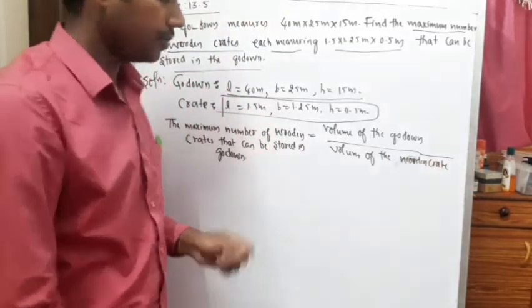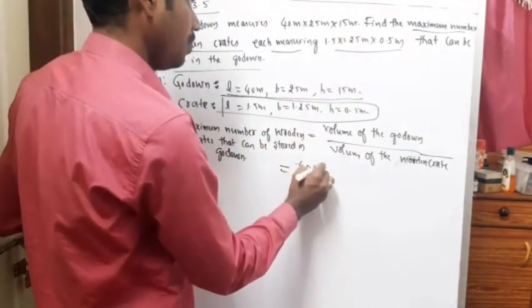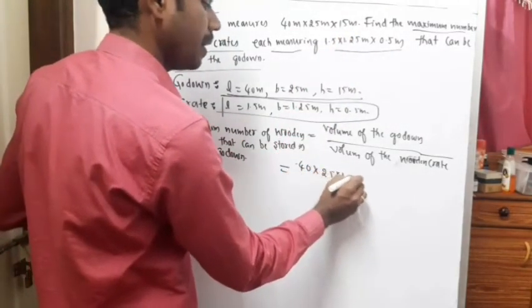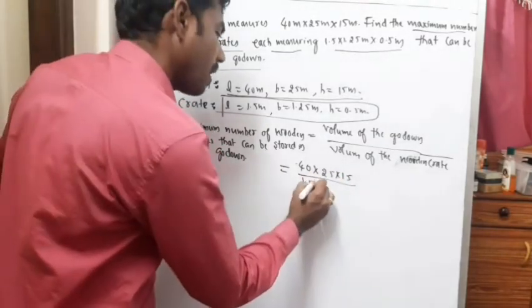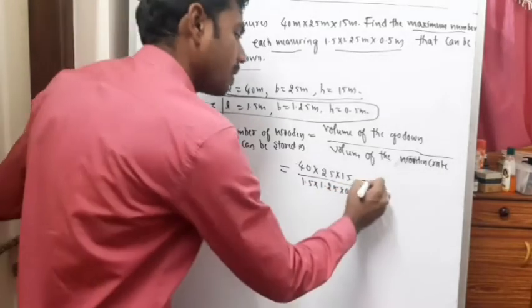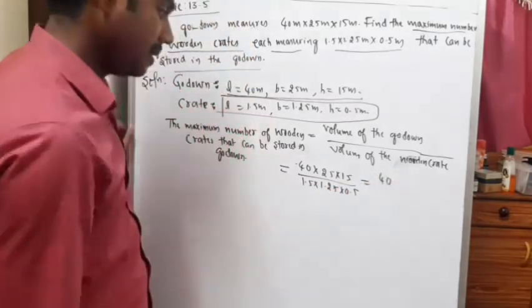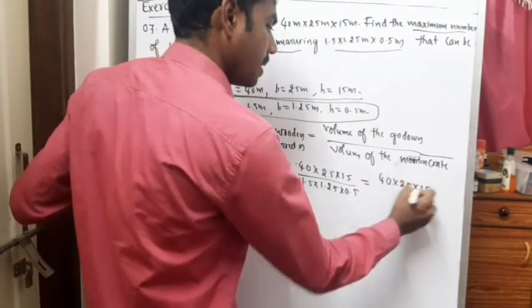Yes. Now, what is the volume of the go down? That is 40 into 25 into 15, divided by the volume of the crate. That is 1.5 into 1.25 into 0.5, which is equal to 40. I'll write 40 as it is, 25 as it is, and 15 as it is.